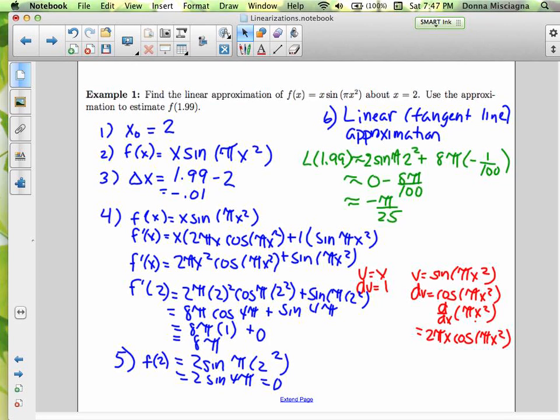If it got to 2, then it's going to be positive. If it's only at 1.99, it's going to be in the fourth quadrant. It's going to be negative. So there we go. Another one done.